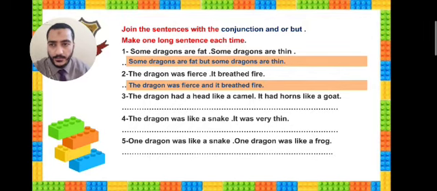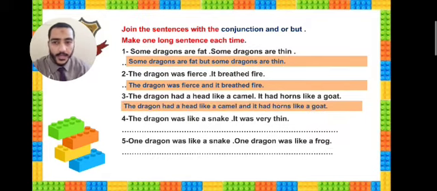Number 3. The dragon had a head like a camel. It had horns like a goat. There is no contrast between these two sentences. There is no difference between them. It's just for adding information, right? So, of course, the dragon had a head like a camel and it had horns like a goat.